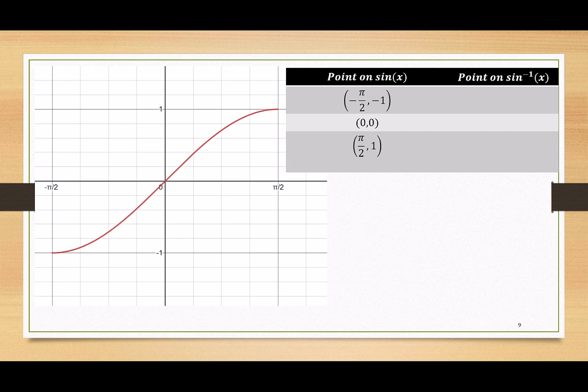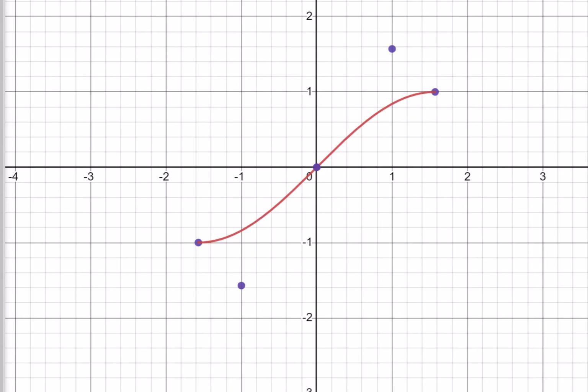To get the graph of the inverse function, I'm going to start with the points on sine x. I have (-pi/2, -1), (0, 0), and (pi/2, 1). I'm going to flip each of those points around. (-pi/2, -1) becomes (-1, -pi/2). (0, 0) is going to stay the same. Then (pi/2, 1) becomes (1, pi/2). We can graph those 3 points on the same graph as sine of x, and then graph sine inverse. Notice the graphs are not opposite, but they're symmetric to the line y equals x.